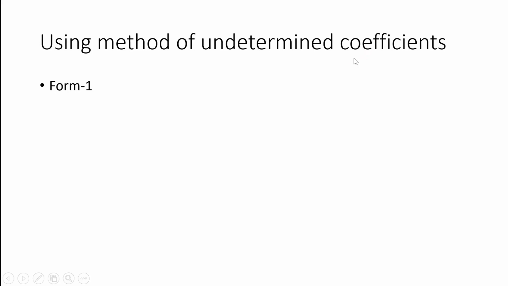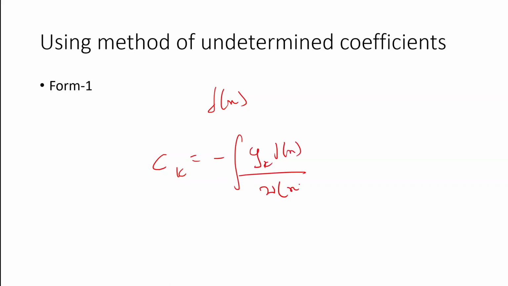What about the method of undetermined coefficients? It is not as general as variation of parameters, which means we are isolating some special forms for the function. F of x was general when we did variation of parameters, but it is not general now. Also, one thing I have to add: we noticed c_k is equal to minus integral of y_k f of x divided by the Wronskian.